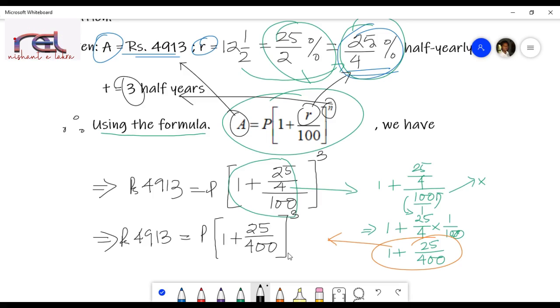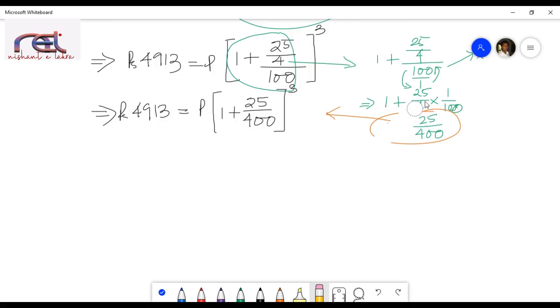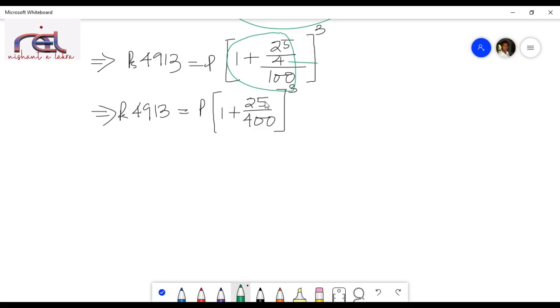Bracket close to the power 3. That 3 is time. I hope you have understood it till here. Let me erase that part so that we can solve it further. Now let me explain to you how we can solve 1 plus 25 by 400.